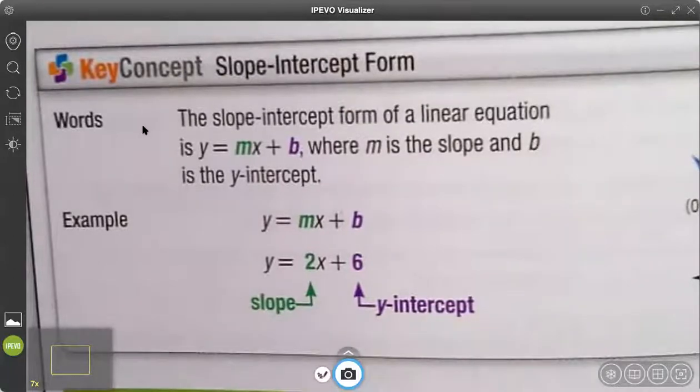So the slope-intercept form of a linear straight line equation is y equals mx plus b, where m is the slope, b is the y-intercept. When you graph, start with your y-intercept, put a dot there, and from there count your slope, which is rise over run. And that is video 1 on graphing equations using slope-intercept form.